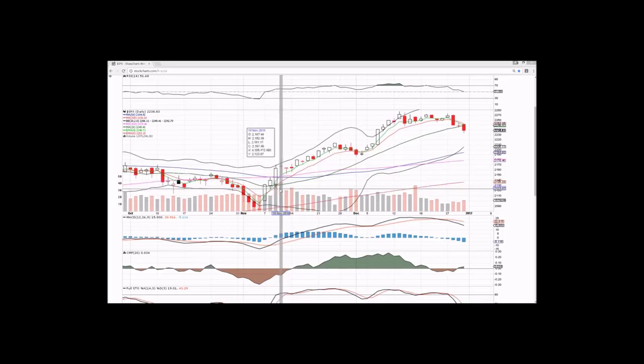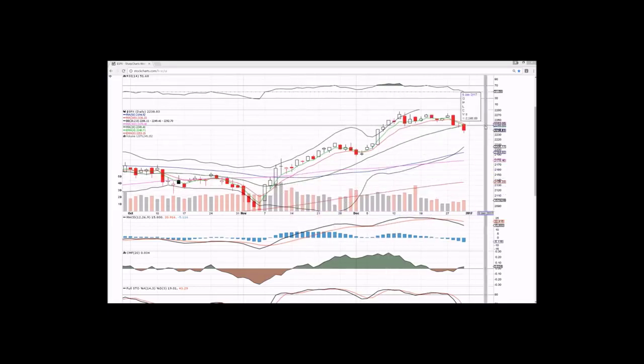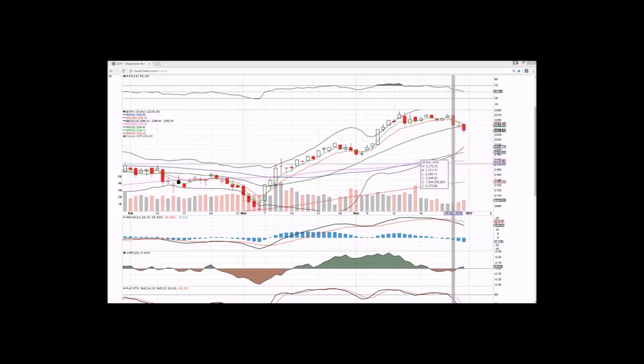And in terms of a pullback, the bulls always want to see a decrease in bearish volume on consolidation. And we don't have that right now. We've got an increase in bearish volume. So we're going to be looking to the downside in the short term because the bears have assumed a bit of control now that this moving average has become resistance.